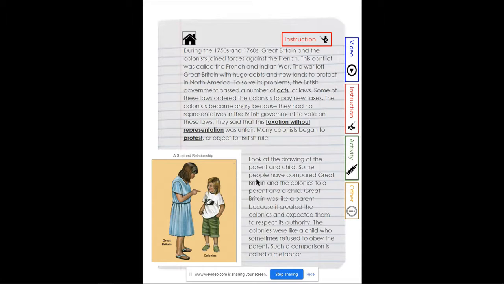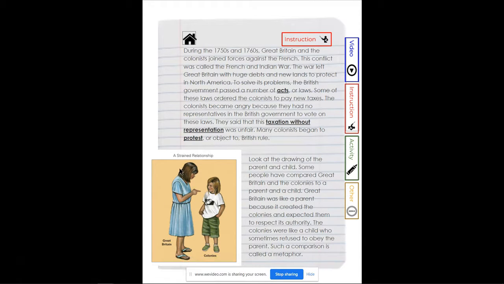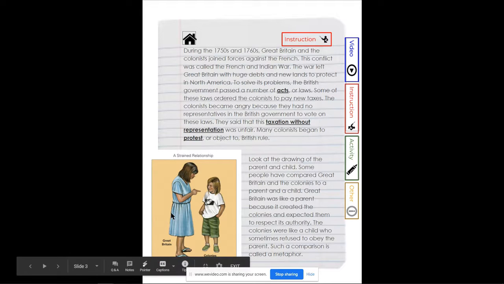In this lesson, you're going to be looking at a metaphor of how the government is like a babysitter or a parent toward a child, or the colonies. So you're looking at this metaphor of how Great Britain is treating the colonies like they're little kids.